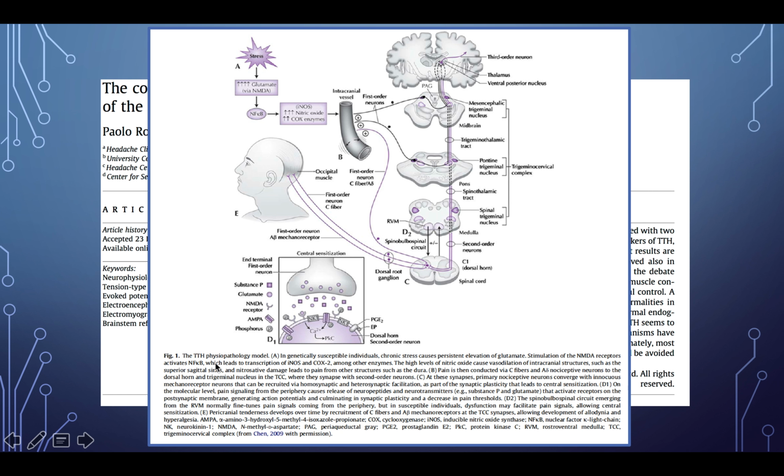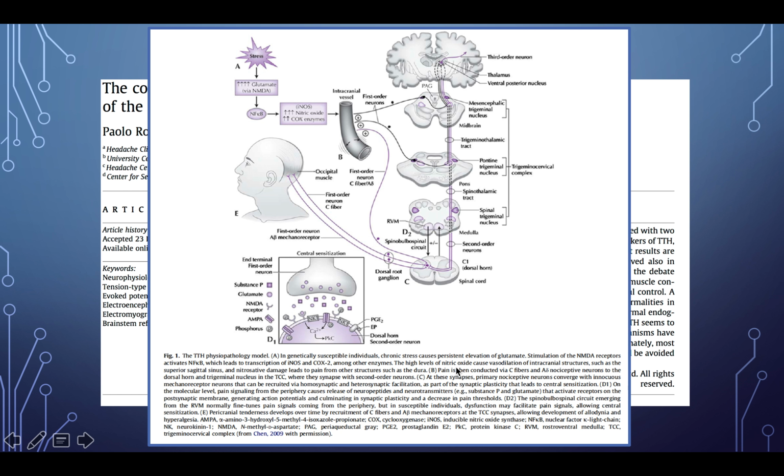So, the tension type headache pathophysiology model. In genetically susceptible individuals, so not everybody, chronic stress can cause persistent elevation of glutamate. Glutamate is an excitatory neurotransmitter that we know plays a role in inflammation and pain. The elevation of glutamate will create some stimulation of those NMDA receptors, which will activate what's called NF-kappa B. That leads to transcription of inducible nitric oxide and COX-2, among several other enzymes. So we're right here in this little story.